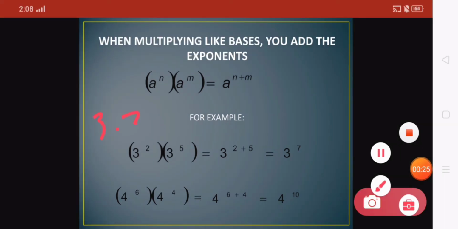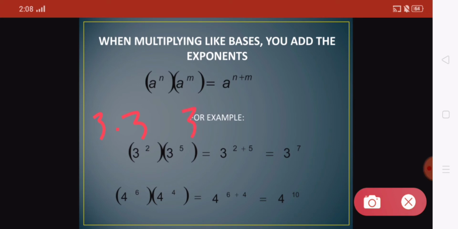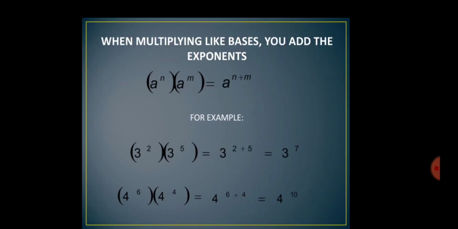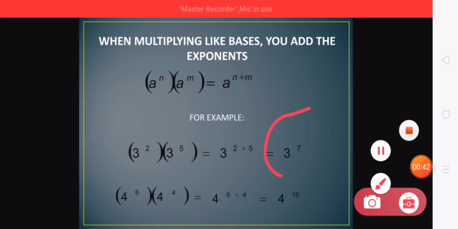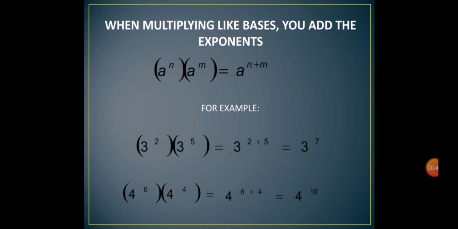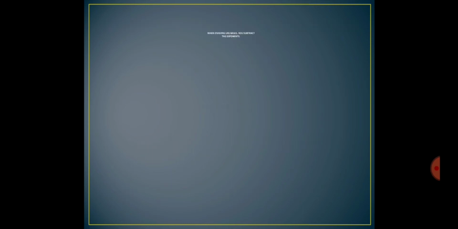3 times 3. 3^5 is equal to 3 times 3 times 3 times 3 times 3. So we have 1, 2, 3, 4, 5, 6, 7 threes. So our answer is 3^7. Another example, 4^6 times 4^4 equals 4^(6+4), which is 4^10. So our answer is 4^10.